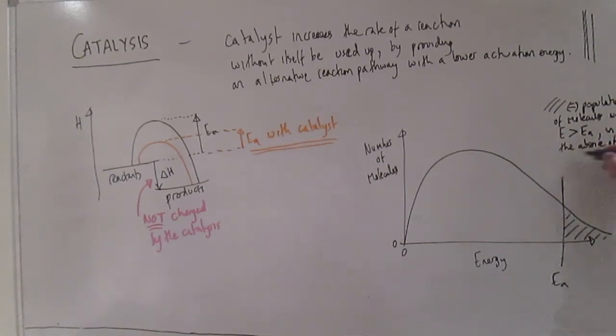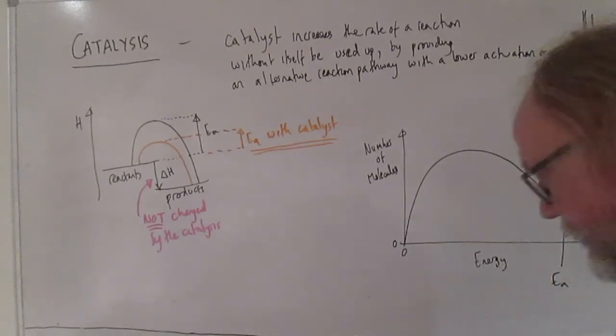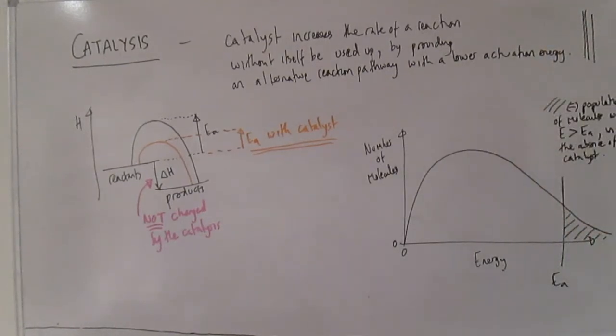And now, of course, you can see what's going to happen. When you put the catalyst in, the curve doesn't change, but the activation energy does. So now we'll have a new activation energy, which is smaller. So this is activation energy prime, in other words, with the catalyst.